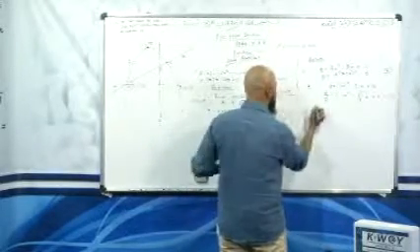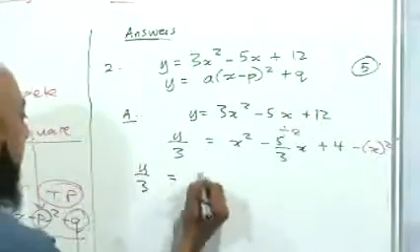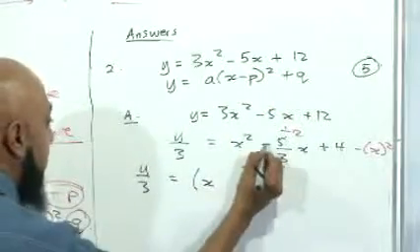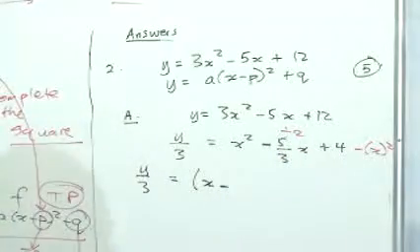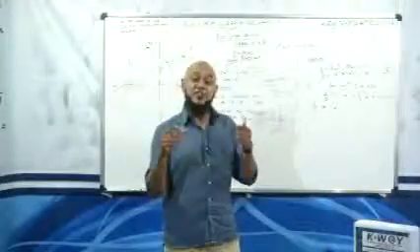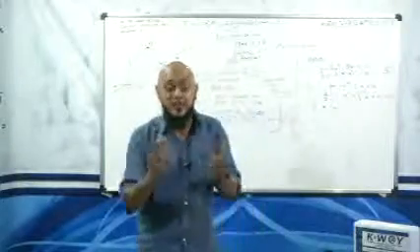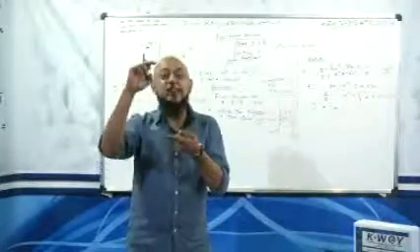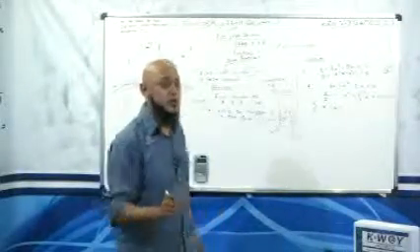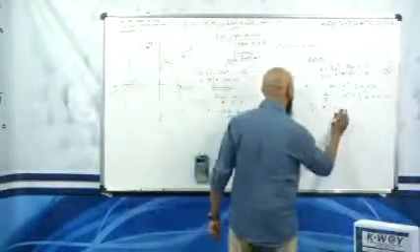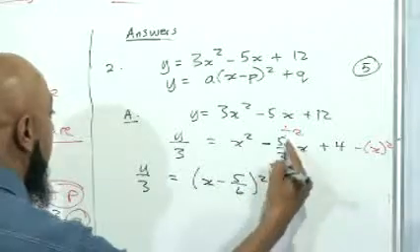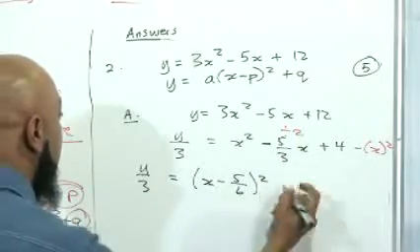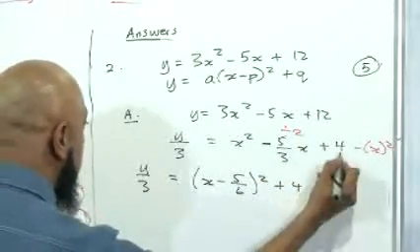So let's go. We're going to say y over 3 is equal to x squared, x minus, same sign, minus 5 over 3 divided by 2. Now if you still don't know, little babies, take out your calculator and say 5 over 3 divided by 2. And what do you get? 5 over 6, all squared. 5 over 3 divided by 2 is 5 over 6. Plus 4. There we go.